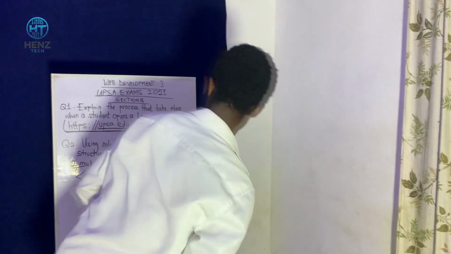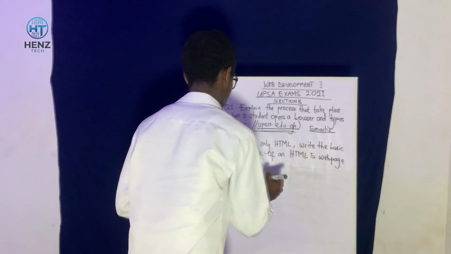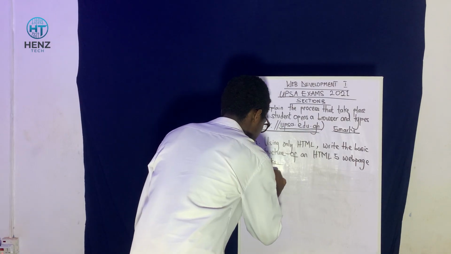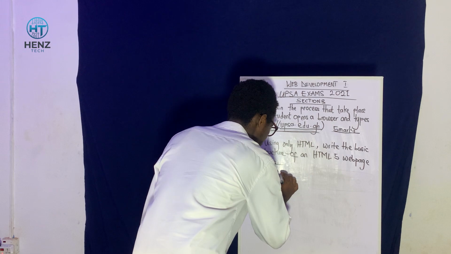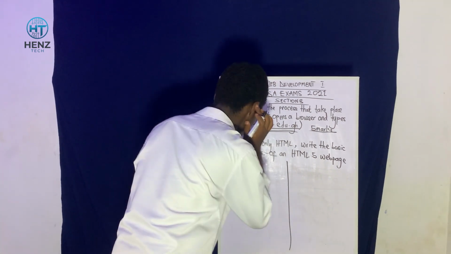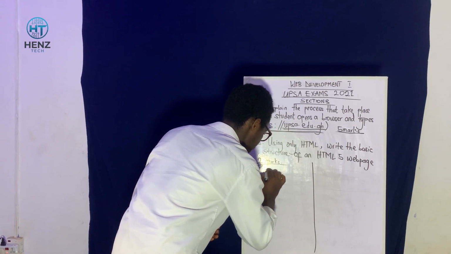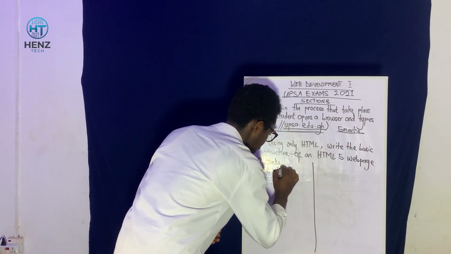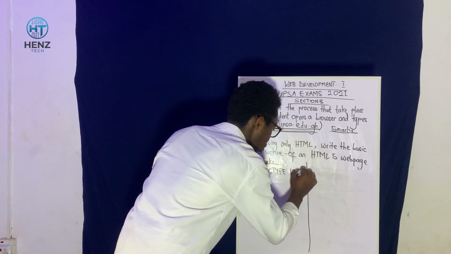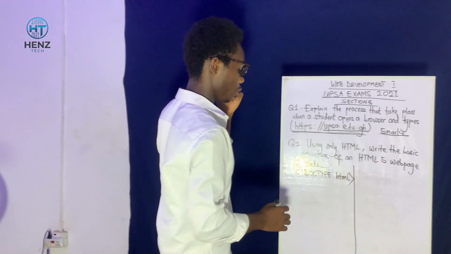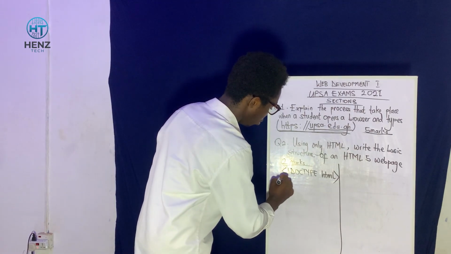Let me write it small so that you see it well. So doctype, exclamation, then you write html in small letters, then you close it like this. After declaring the document type, you come to head.